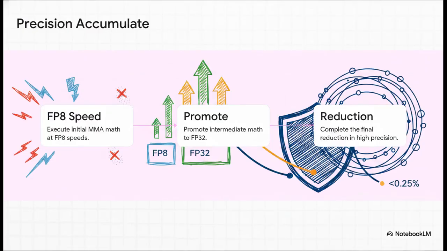There is a hidden trap with low precision math, though. Tensor cores accumulate FP8 math in 14-bit precision. Under heavy accumulation, that can introduce a 2% error rate, which is absolutely enough to destabilize an entire training run. To block this numerical drift, Deepseek uses an increasing accumulation precision framework. The cores execute the initial matrix multiply at blisteringly fast FP8 speeds. But then, at specific intervals, intermediate results are promoted up to FP32 registers, and the final reduction is completed in high precision. This clever maneuver keeps the relative loss error firmly below 0.25% compared to a full BF16 baseline.